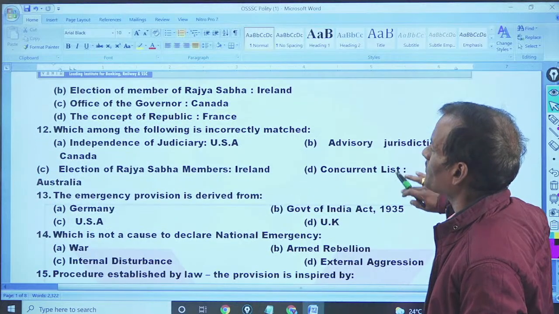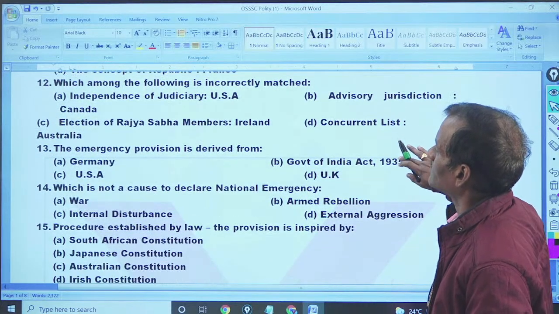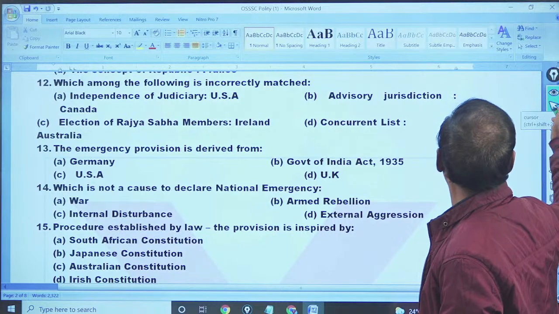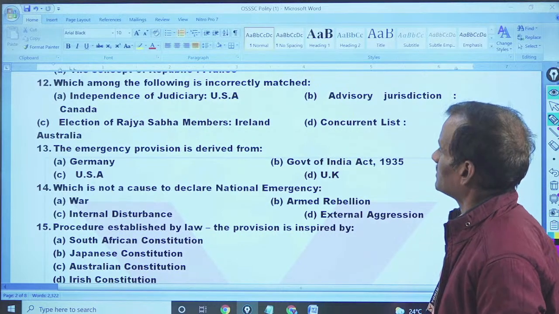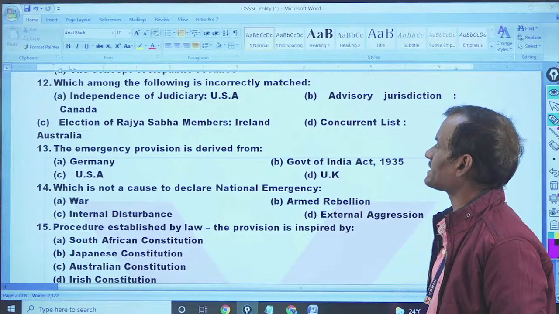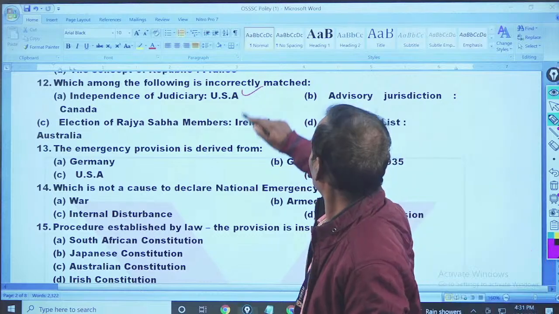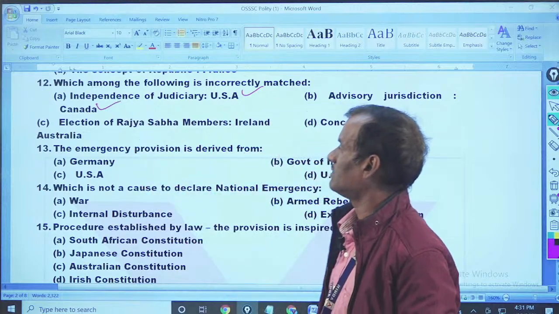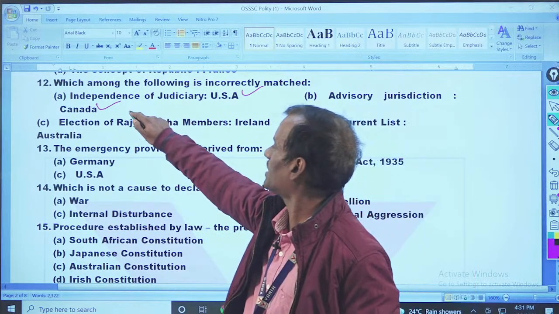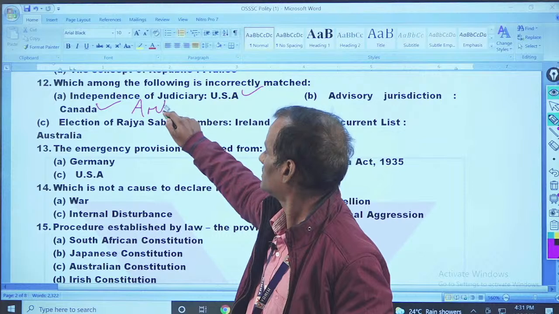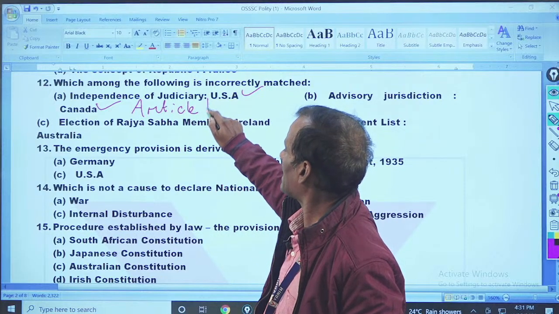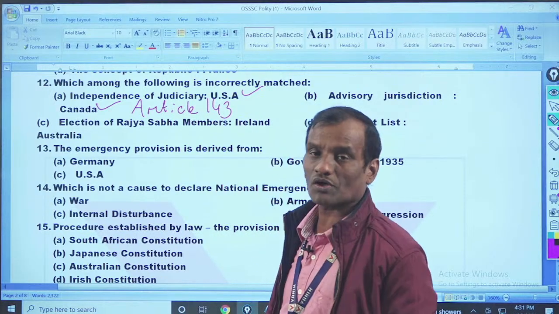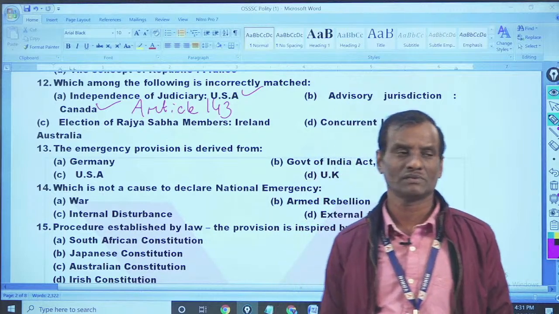Question number 12. Which among the following is correctly matched? Independent judiciary, USA, that is fine. Advisory jurisdiction, Canada. Advisory jurisdiction is in Article 143, and advisory jurisdiction is only with the Supreme Court, not the High Court.